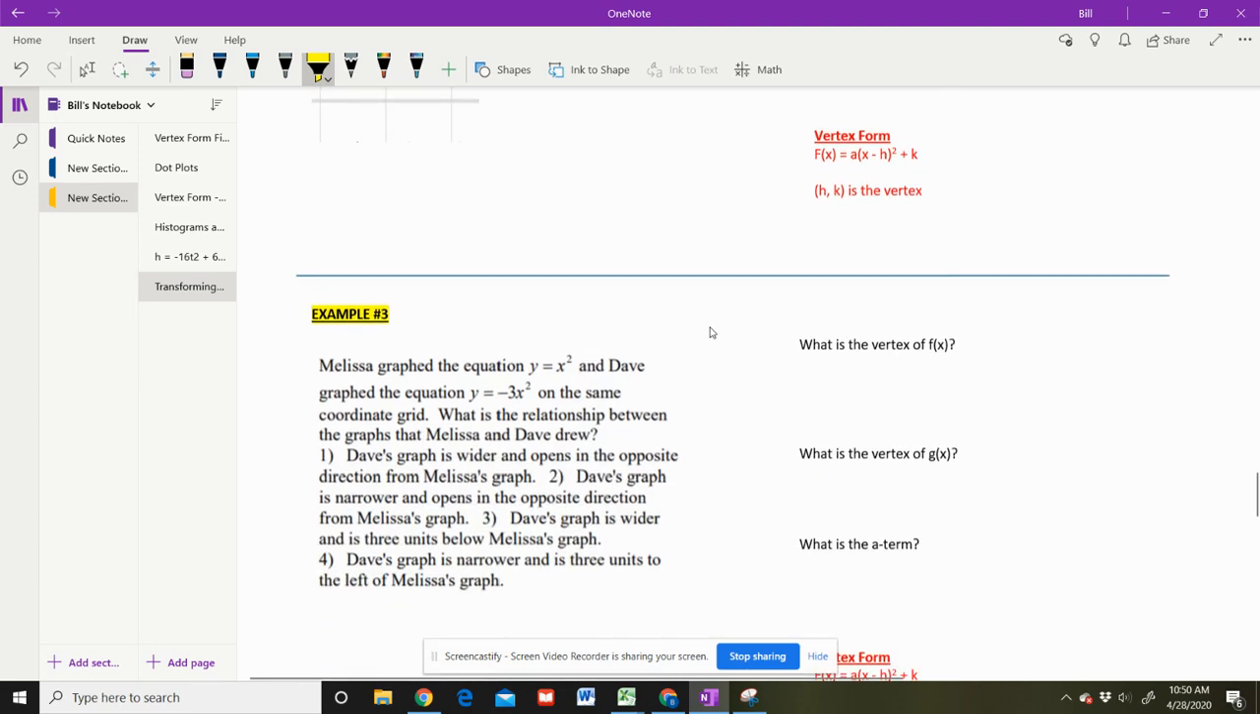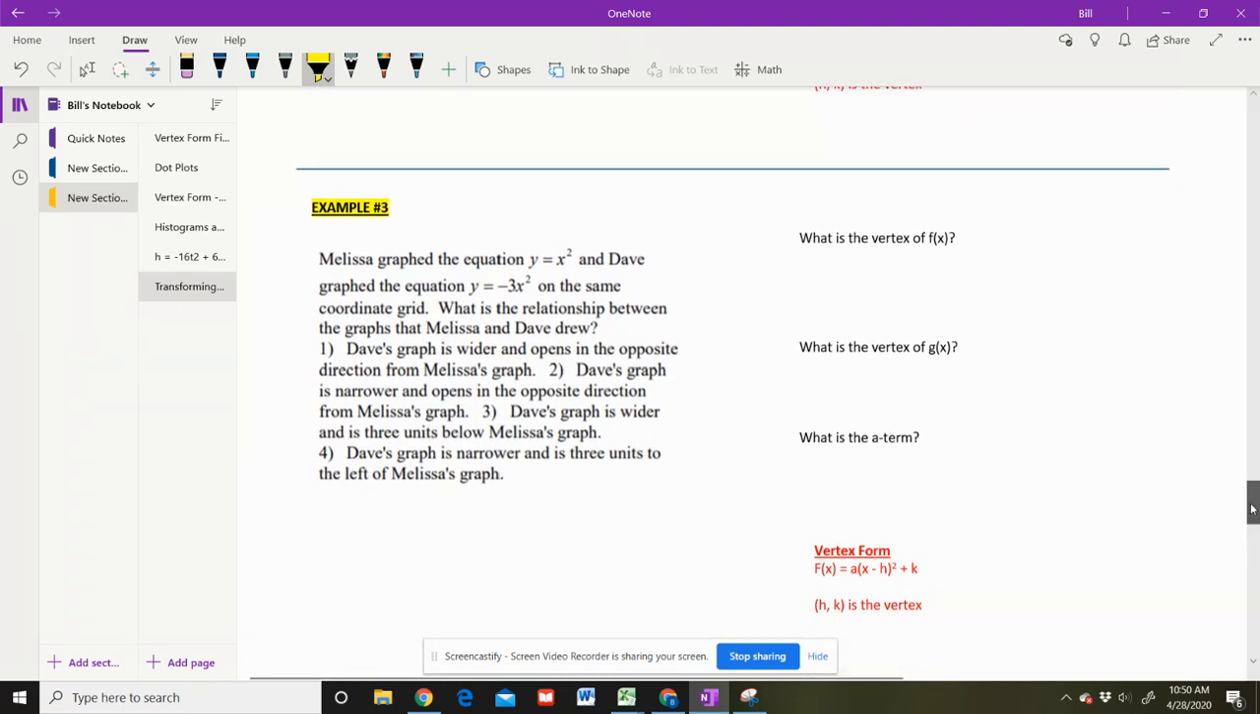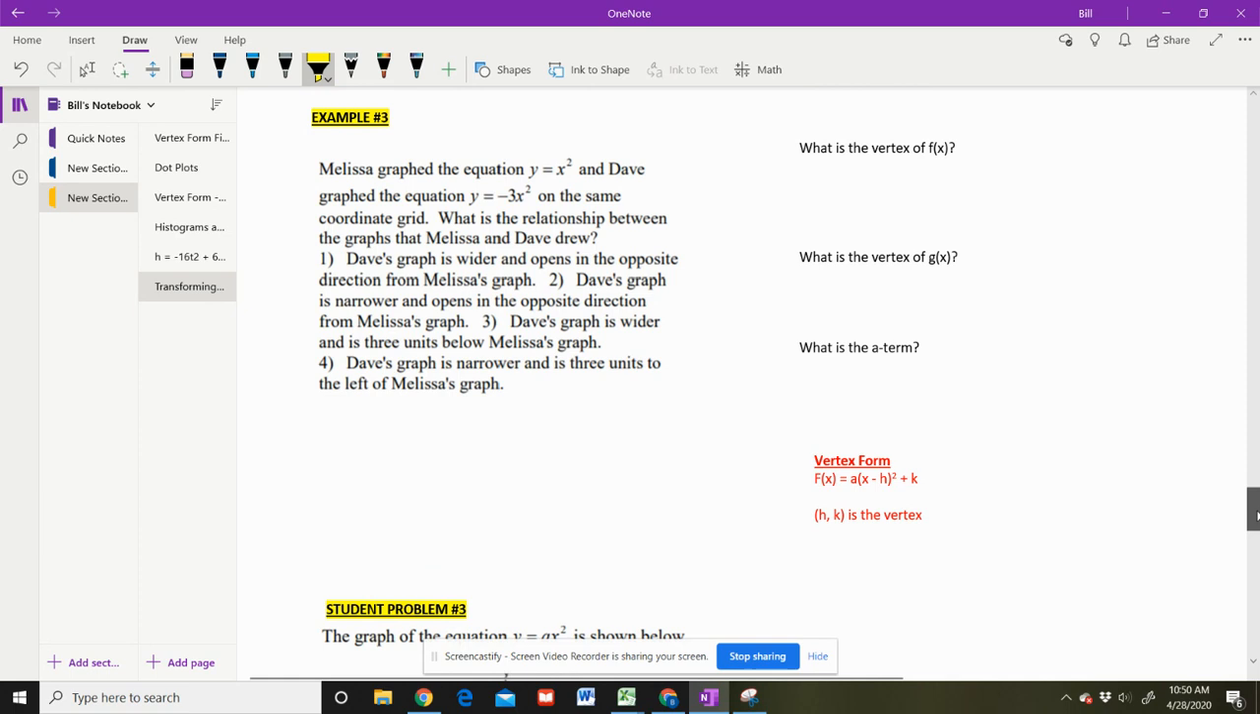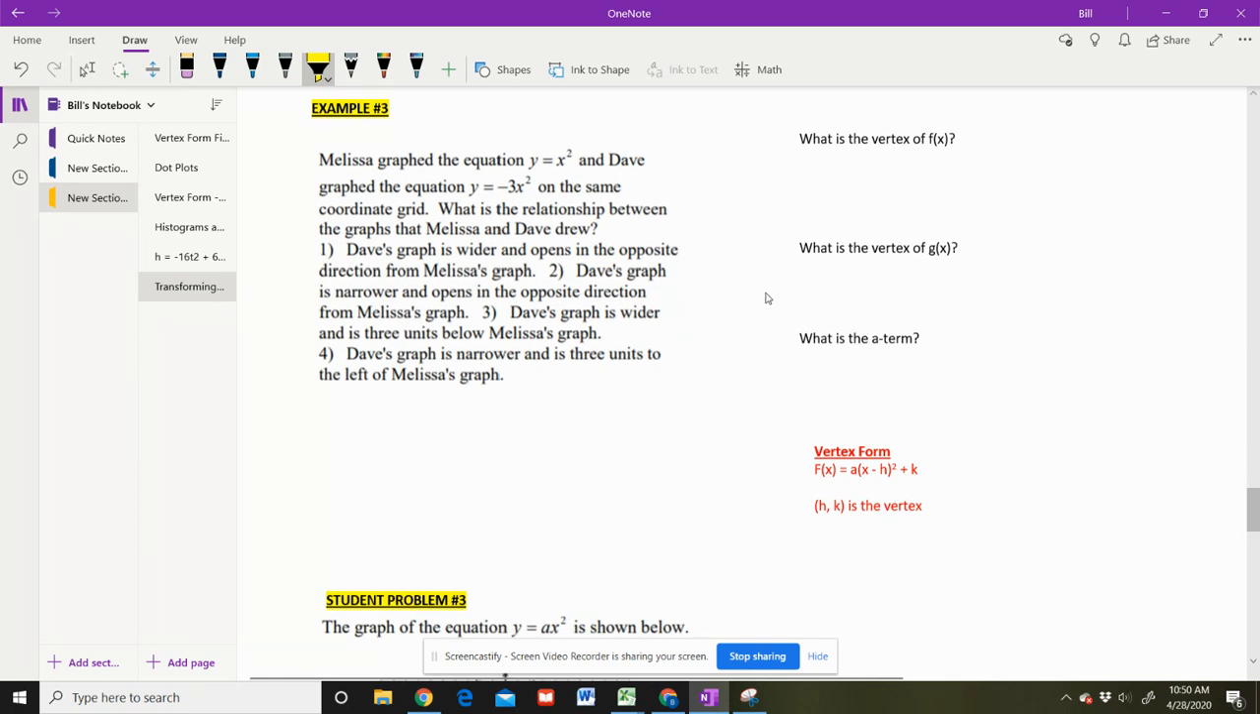All right. Now we're going to move on to our third problem. Okay. So this one is, again, all these are straight off the readings. I thought I'd run through them, give us the idea for the transformation of the quadratic equation. So in this one, it says Melissa graphed the equation y equals x squared. All right. And Dave graphed the equation y equals negative 3x squared on the same coordinate grid. What is the relationship between the graphs that Melissa and Dave drew?